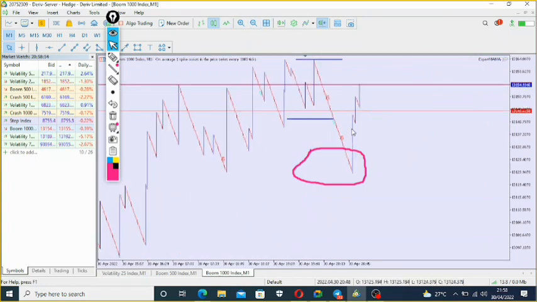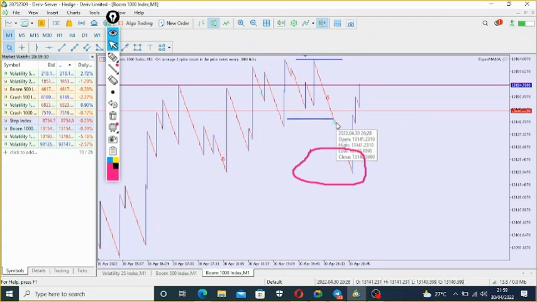Okay, this is the N1. You can see it's telling us sell here, but the market is buying. Why? Because it is now retracing. We don't know what will happen here. So at this point, we just don't do anything.